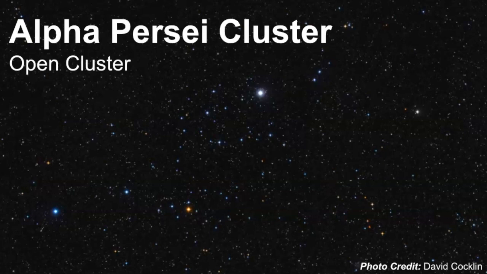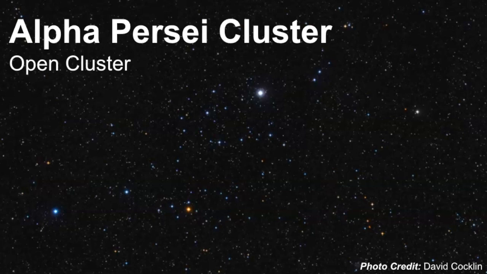Next, we have the Alpha Persei cluster, and this is an open star cluster that contains several bright blue stars. One of which is the alpha star of this constellation. If you want to learn more about that particular star, go ahead and see that video. But this star cluster is the one that I use the most to help me find Perseus.